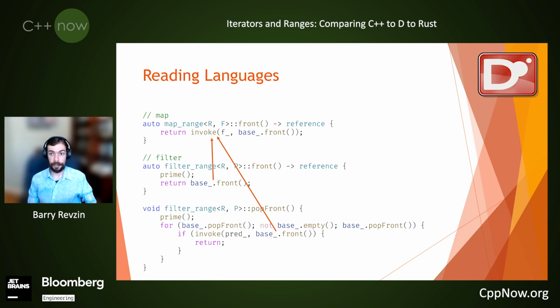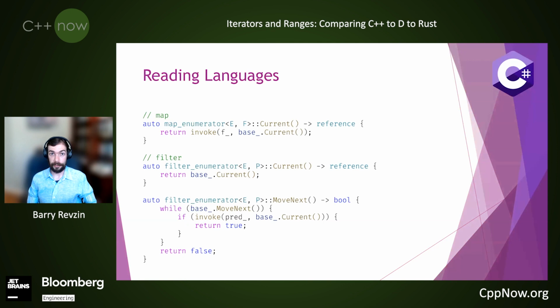If we map and then filter in D, we still invoke the function twice for every element that satisfies the predicate. And exactly the same thing is true in C#, which has exactly the same structure, right? Because when we do Current on filter, that goes through Current on map, which has to invoke the function. And when we do MoveNext on filter, that again has to invoke the function through the map iterator again. So this kind of problem is inherent to all of the ranges-style languages, really.